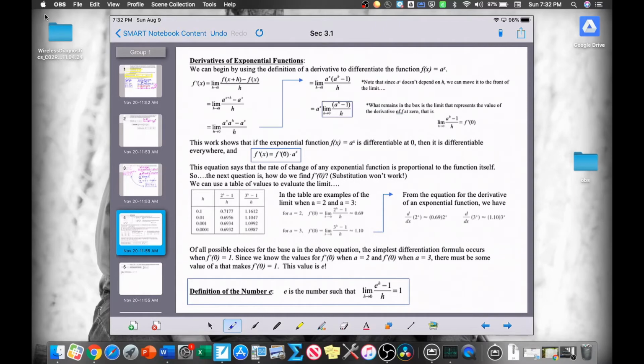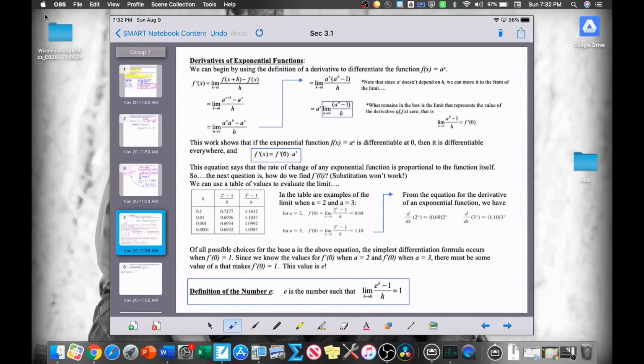So if we want to figure out the derivatives of exponential functions, we begin by using the definition of a derivative to differentiate the generic function f of x equals a to the x, where a could be any base, right? So then f prime of x would be equal to the limit as h approaches 0 of f of x plus h minus f of x over h. Well, when we plug it in, we get the limit as h approaches 0 of a to the x plus h power minus a to the x over h. And then we can separate that a to the x plus h into a to the x times a to the h, and we can factor an a to the x out of those 2 terms.